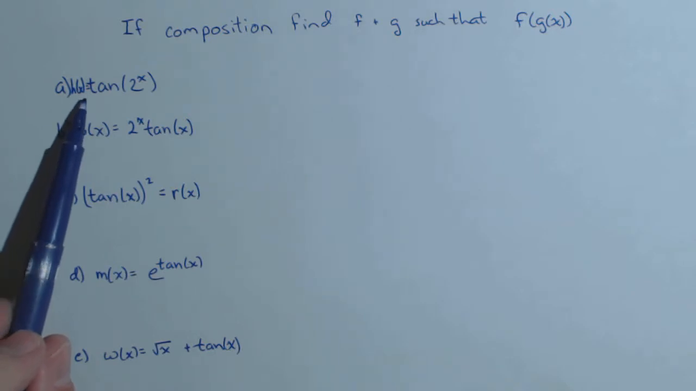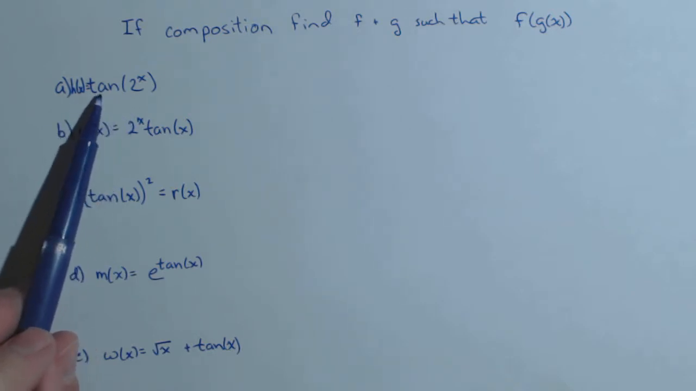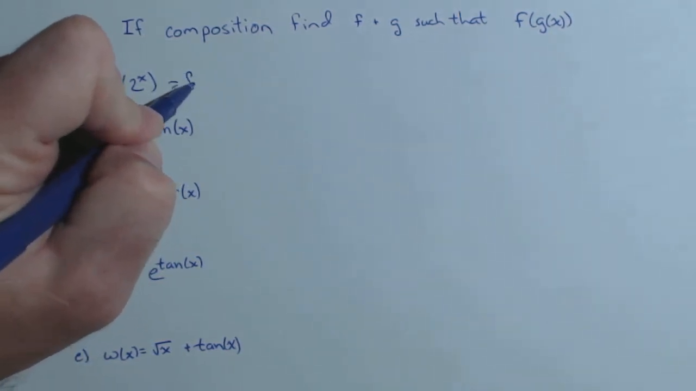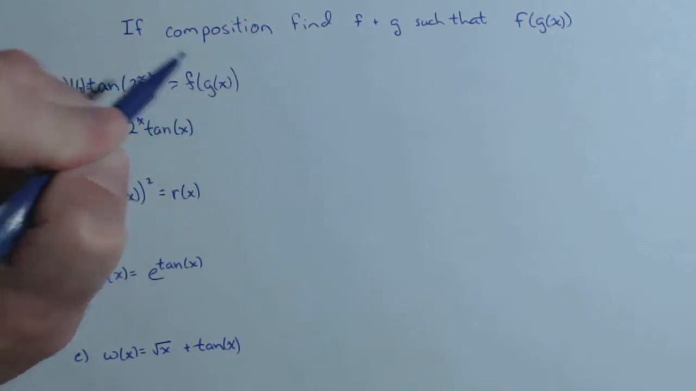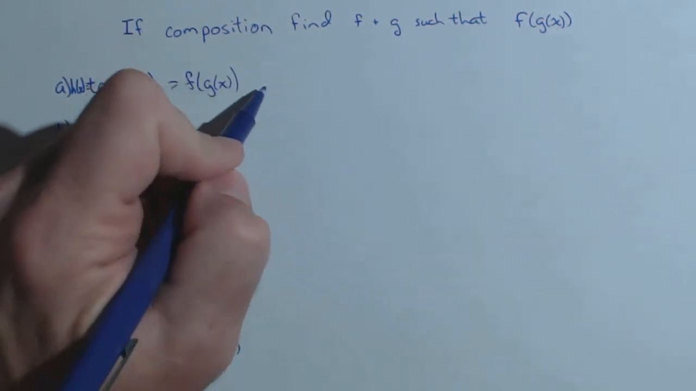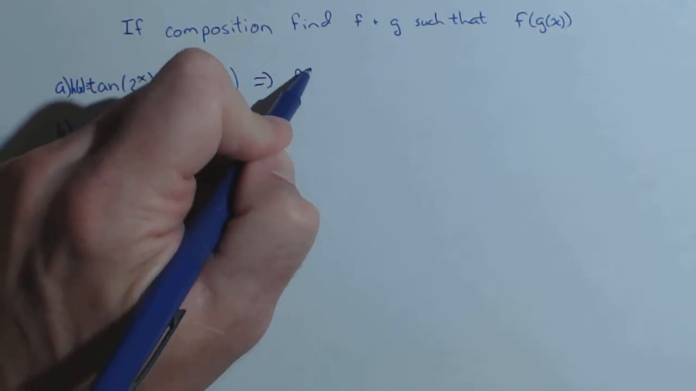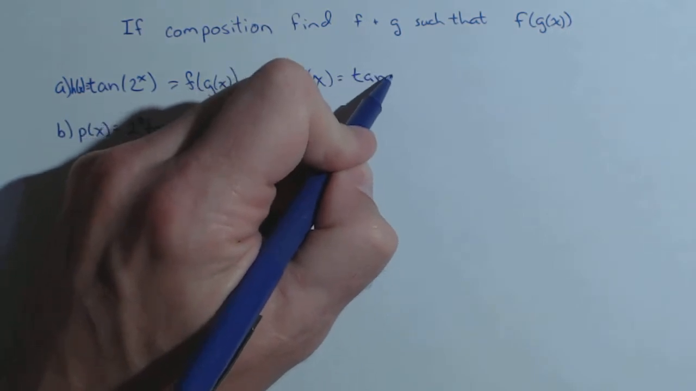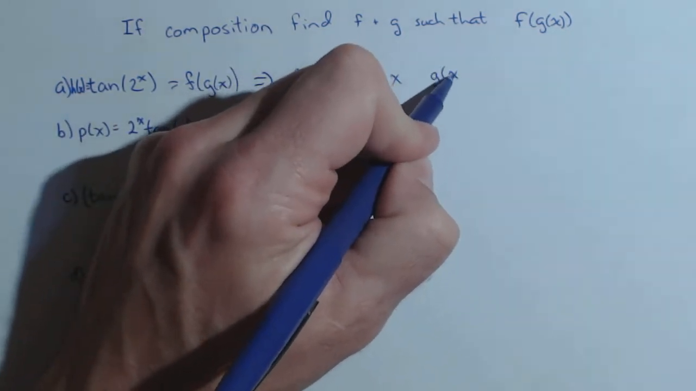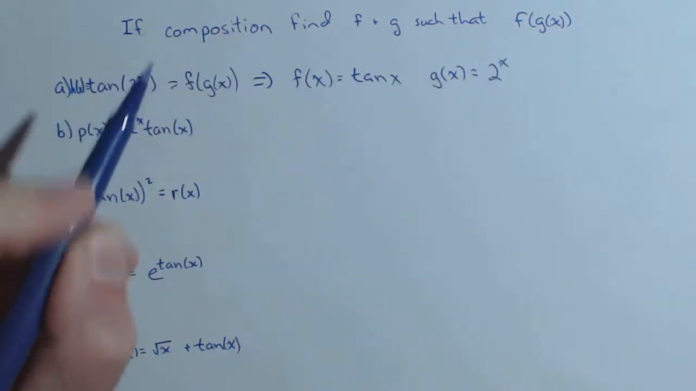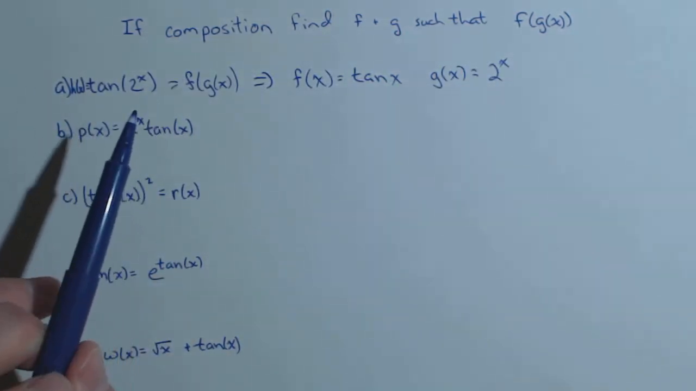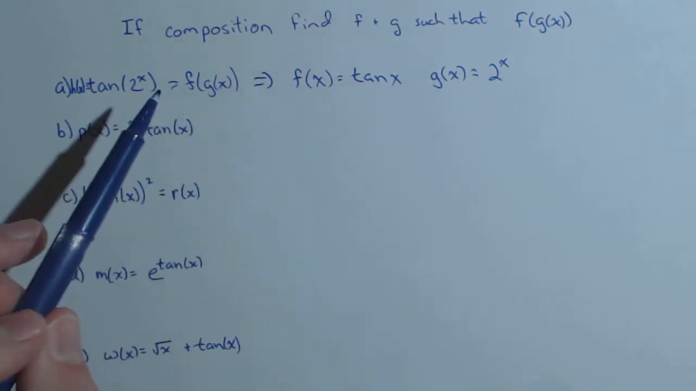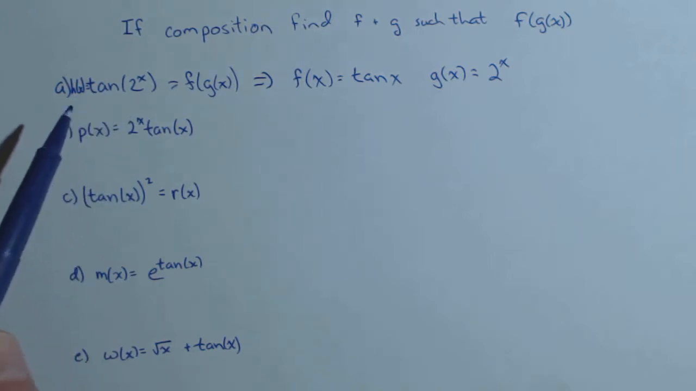So in A here, we have h of x equals tangent of 2 to the x. That's going to be a composition of functions. So if we wanted to write that as a composition, in other words, as f of g of x, with g of x being the inside function, then f of x is the outside function, which would be tangent of x, and g of x is the inside function, which is 2 to the x. We're going to find something called the chain rule that'll help us take the derivative of compositions. But right now, we're just identifying whether or not it's a composition.